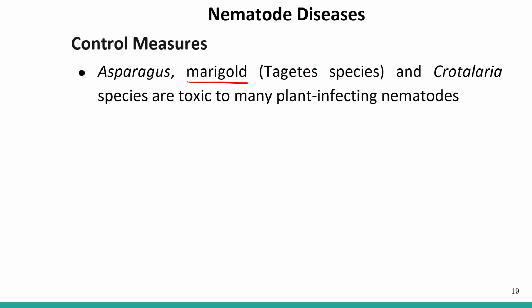Asparagus, marigold, that is Tagetes species, and Crotalaria species are toxic to many plant-infecting nematodes. So we can grow such plants in soil that has been tested and found to have this nematode. They release some toxic chemicals that can kill the nematodes and their eggs.